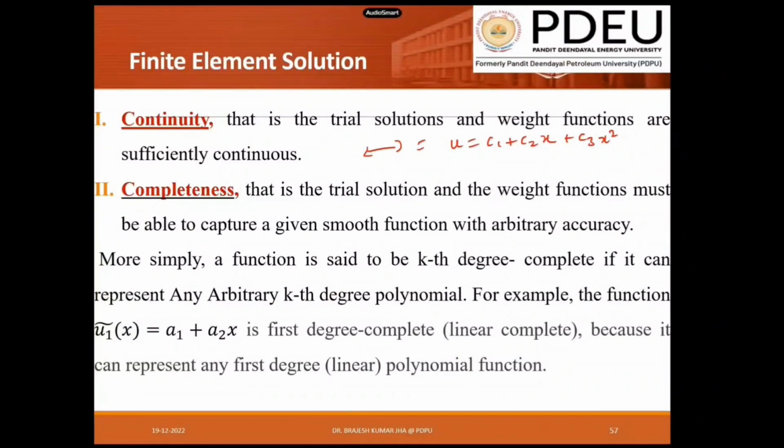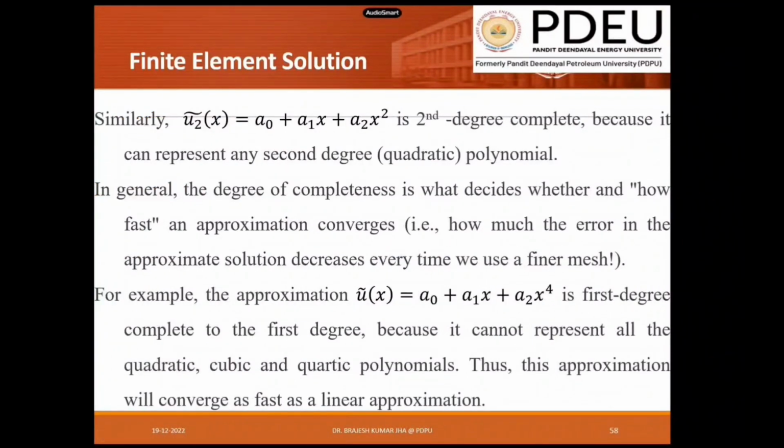So what do we see? Suppose C1 plus C2x is written. It has the first degree of freedom. So it has a linear completeness, that we can say. It can represent any first degree linear polynomial. Same way, if we go for the quadratic, the second degree polynomial, it will have second degree completeness. It can represent the quadratic polynomial. It means the function itself and its derivative are also continuous. Accordingly, that can be handled.